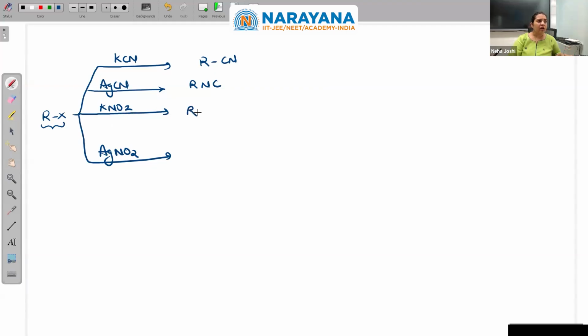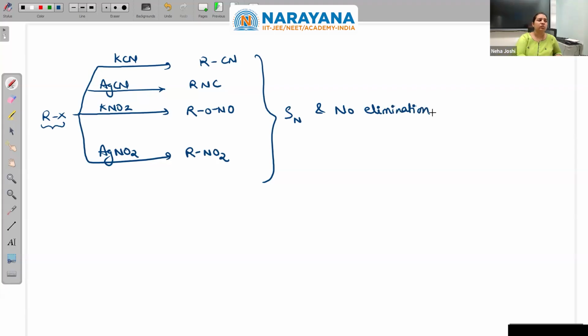Okay, KNO2, basically it is KONO. So you will have RONO, and in AgNO2 you will have RNO2. All of this goes by nucleophilic substitution, and there is no elimination as they are not good bases which can carry out such eliminations that we may need. Is that okay? So this is how you plan elimination versus substitution.